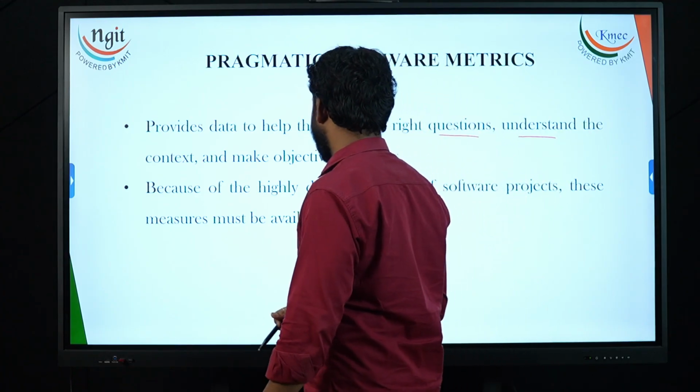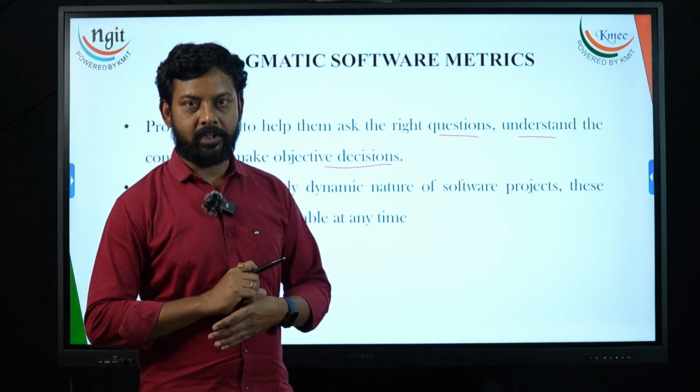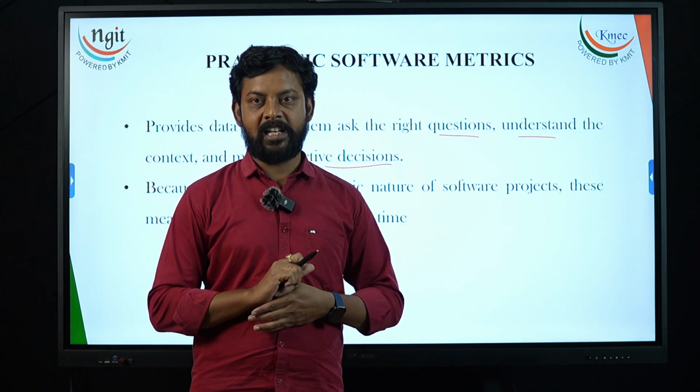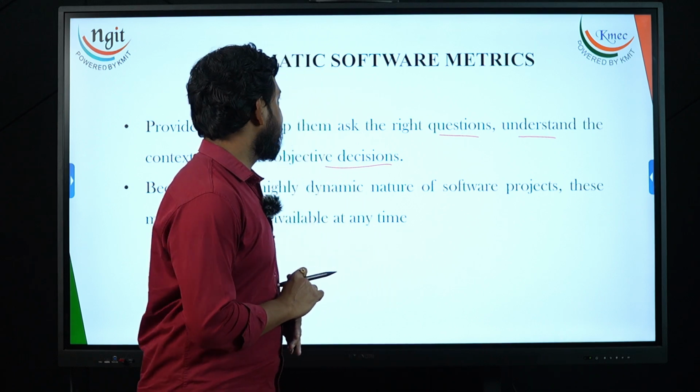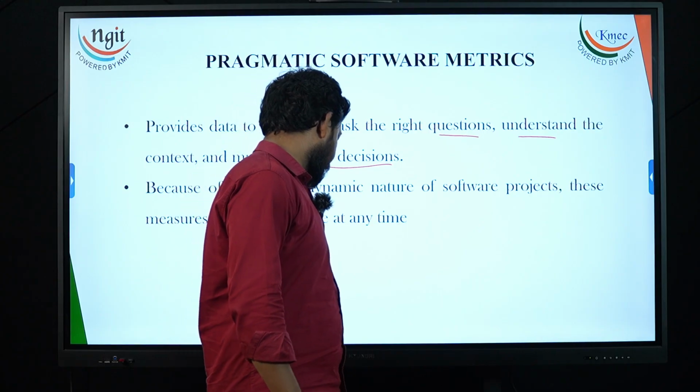Right. Next, it will also help you in understanding the dynamic nature of your software project, whether it is behaving dynamically as per the requirements or not. So these pragmatic software metrics will help you in understanding these points now.